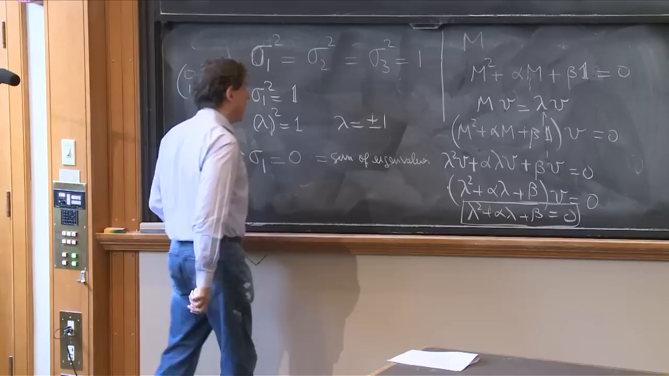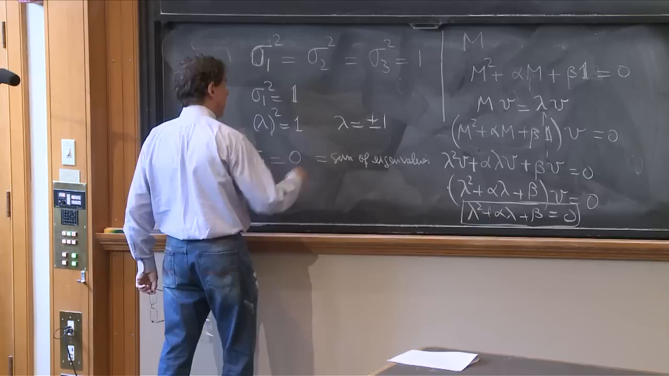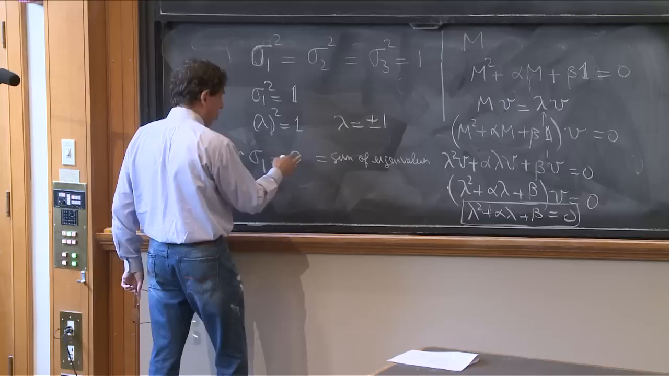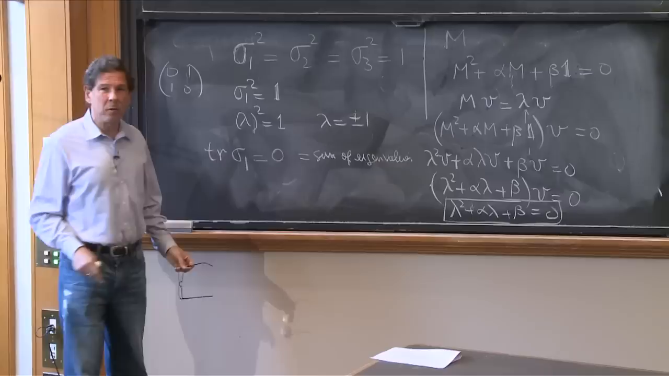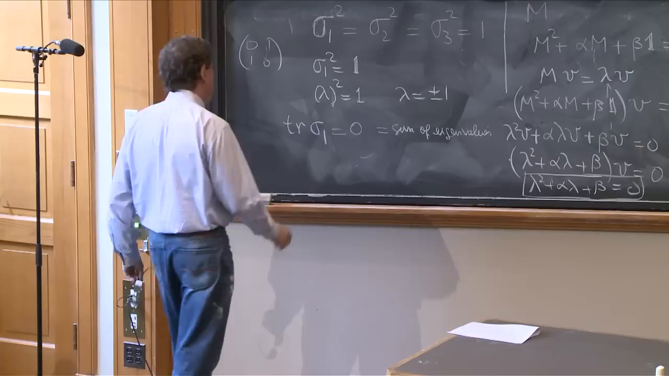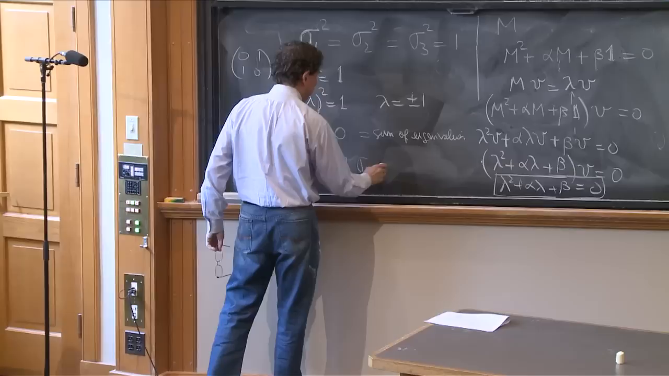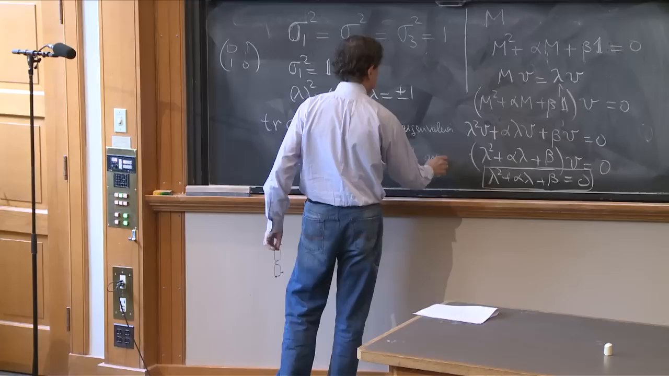And therefore, if the eigenvalues can only be plus or minus 1, you have the result that one eigenvalue must be plus 1, the other eigenvalue must be minus 1. It's the only way you can get that to work. So the two eigenvalues of sigma 1 are plus 1 and minus 1. Those are the two eigenvalues.